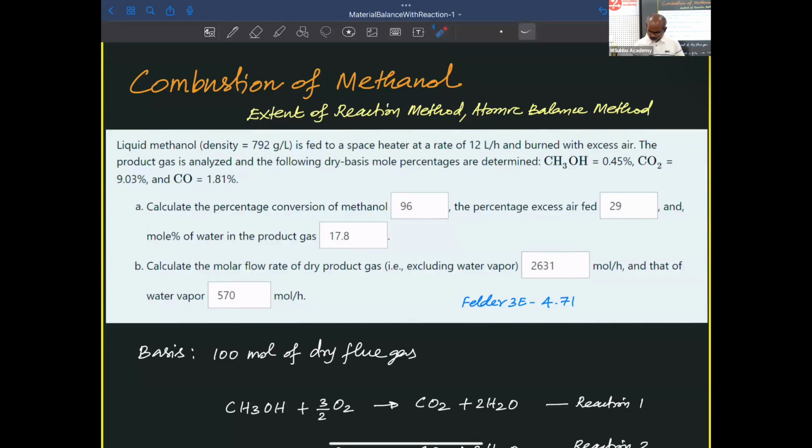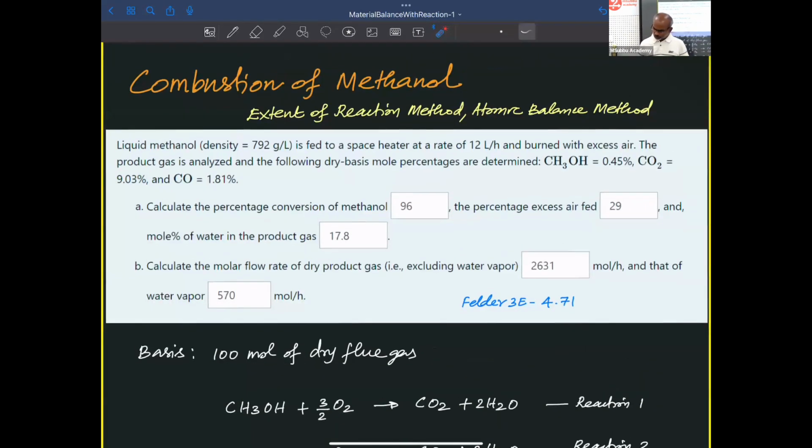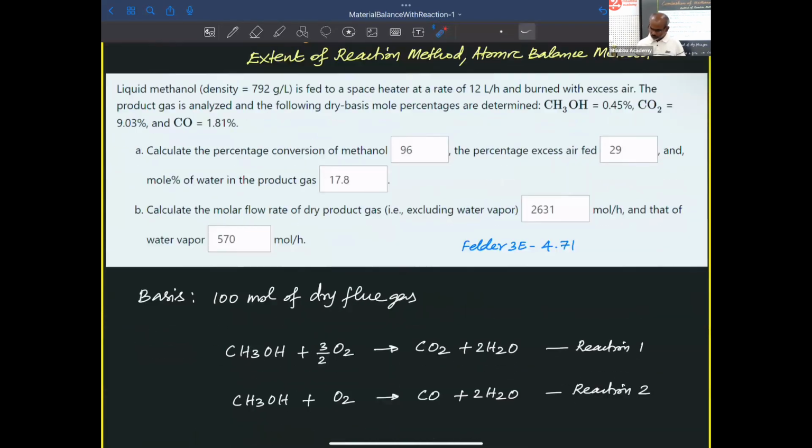And calculate the molar flow rate of the dry product gas. For this rate of 12 liter per hour, we need to find the molar flow rate of the dry product gas, that is excluding water vapor, and that of water vapor.